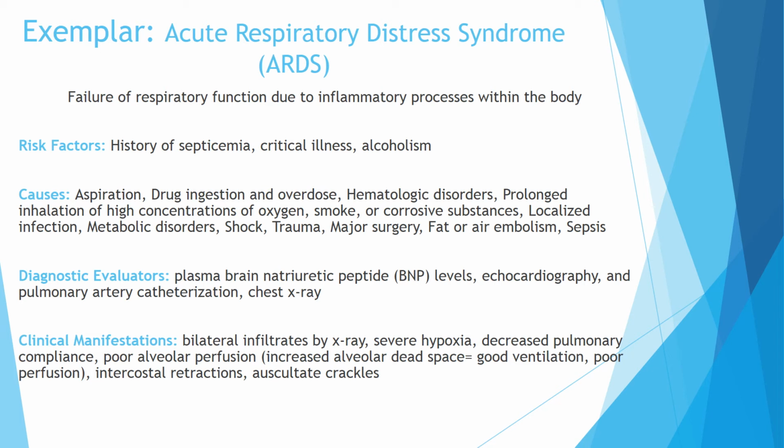So, when someone has all this congestion, which is what happens in ARDS, they end up with a lot of fluid accumulation and fluid congestion in the pulmonary vasculature. The pulmonary artery catheterization is a way to tell you how high the pressure is in the pulmonary artery. And again, that's ICU level of care. And then your chest x-ray.